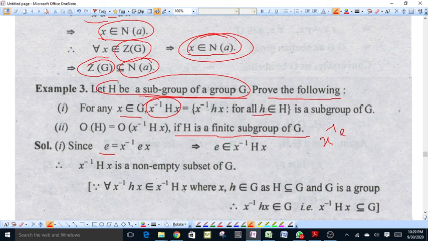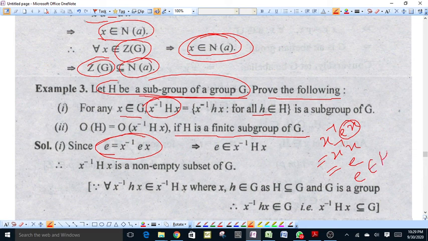X inverse Ex will be equal to x inverse x, and again x inverse x is equal to E. Therefore, E will be equal to x inverse Ex, because E belongs to H, because H is a subgroup. Therefore, this element x inverse Ex belongs to H. This means E belongs to x inverse Hx.